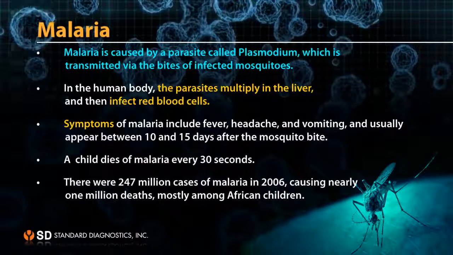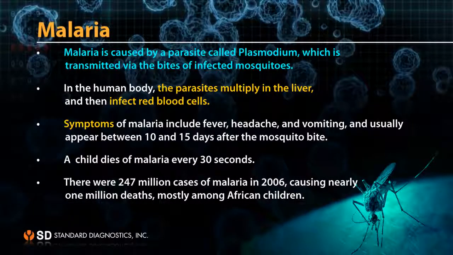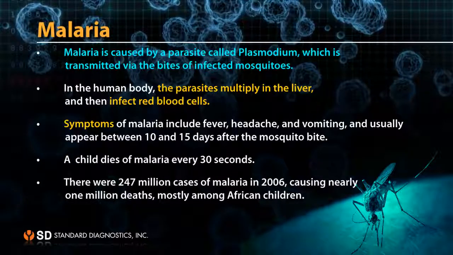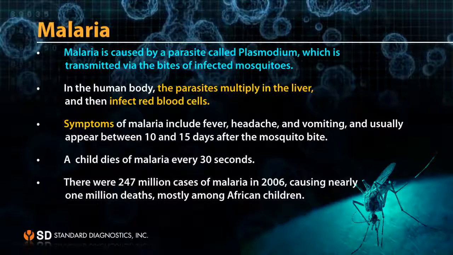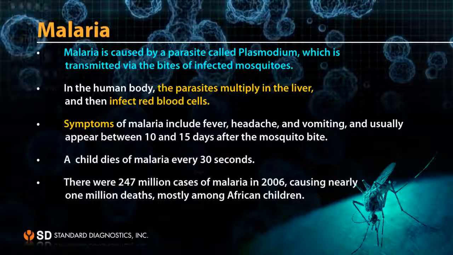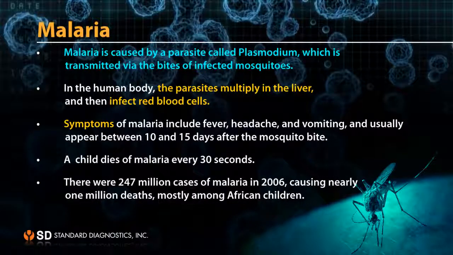A child dies of malaria every 30 seconds. There were 247 million cases of malaria in 2006, causing nearly 1 million deaths, mostly among African children.